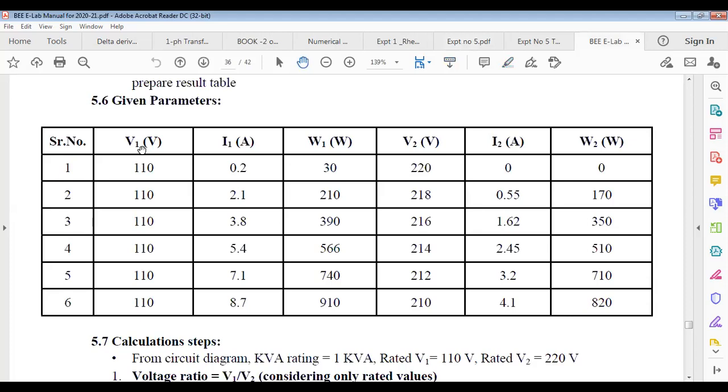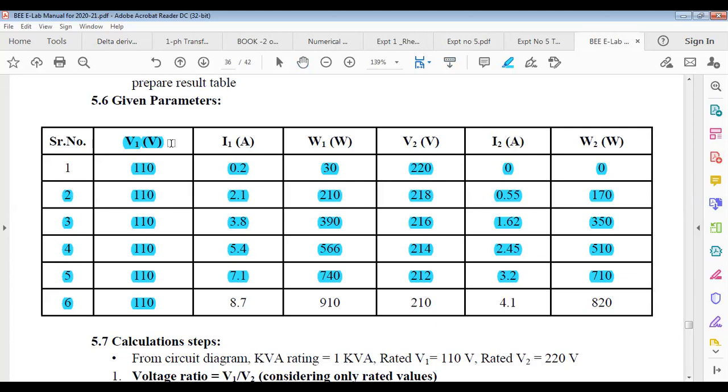See here, this is the observation table for the direct loading method. Input voltage V1 is constant. We have seen iron loss, core loss, hysteresis loss, and eddy current loss. If input voltage V1 is constant, then the flux flowing through the core of a transformer from no load up to full load is constant. Flux is constant. That's why iron loss and core loss are constant.